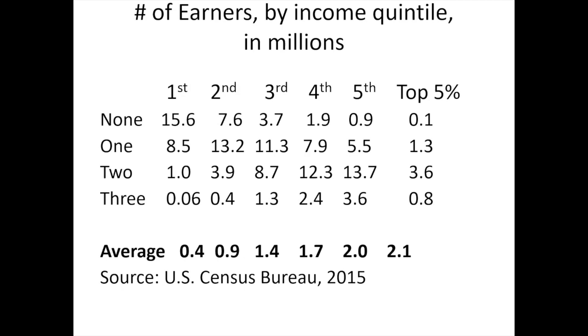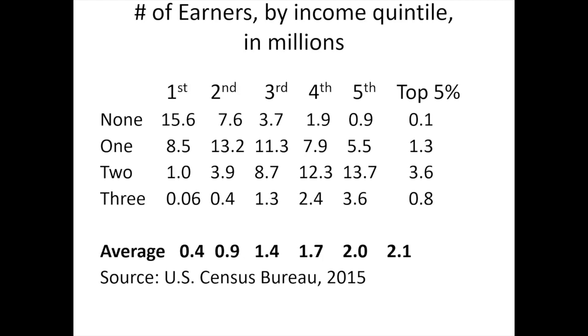So in the first quintile, 15.6 million out of about 26 million have no one working. 8.5 million have one person working, 1 million have two people working, and virtually no one has three people working. Go all the way now to the top fifth. Only 900,000 out of 26 million have no one working. 5.5 million households have one person working, 13.7 million have two people working, and so on.